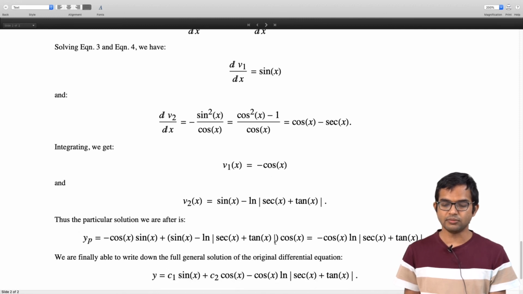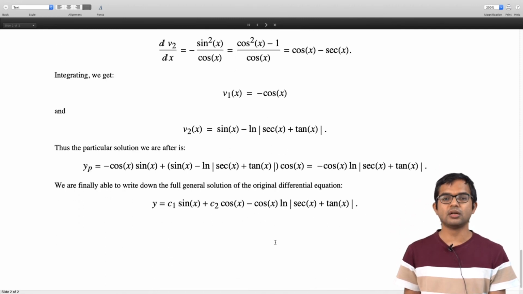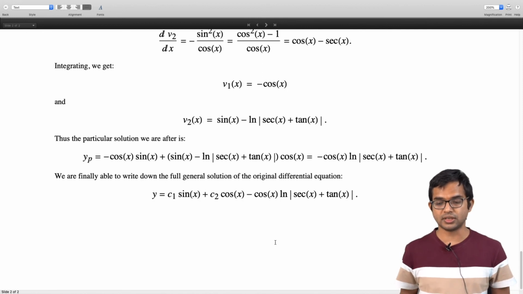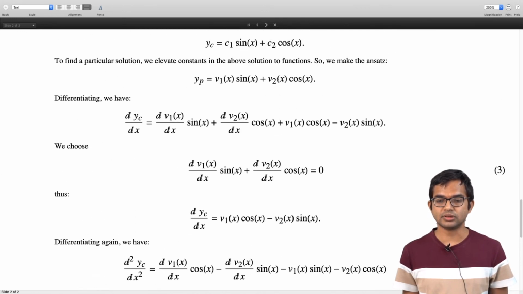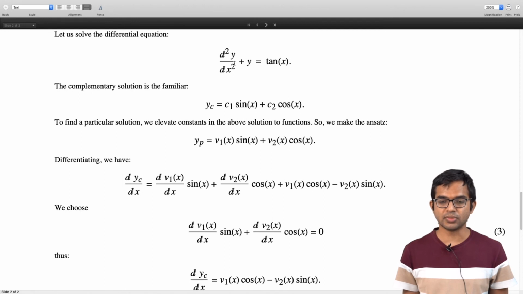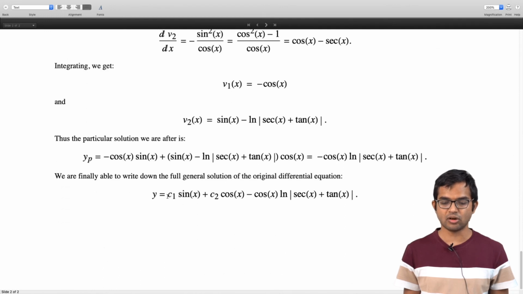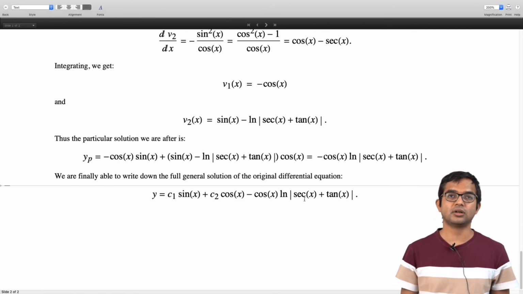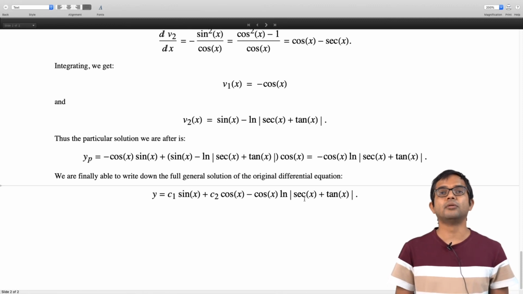So we can in fact go ahead and write down the full general solution for this original differential equation, this rather simple looking, but as you have seen, involving some careful analysis, differential equation d squared y by dx squared plus y is equal to tan of x. The final answer is just the complementary solution c1 sin x plus c2 cos x, minus cosine of x times log of secant x plus tan x, which is your particular solution, which we have just worked out using the method of variation of parameters.